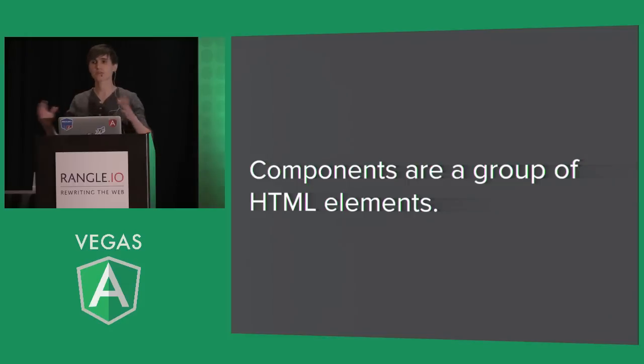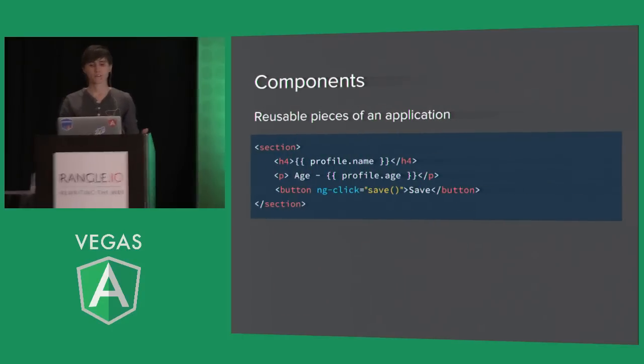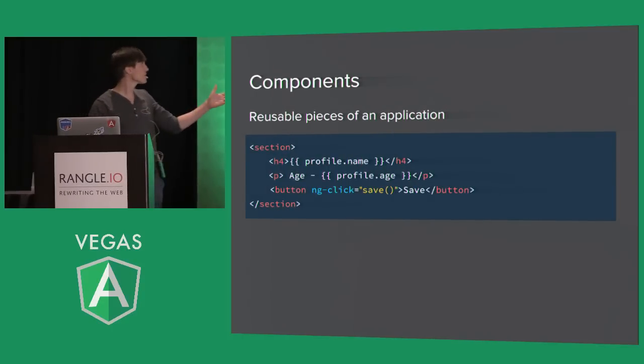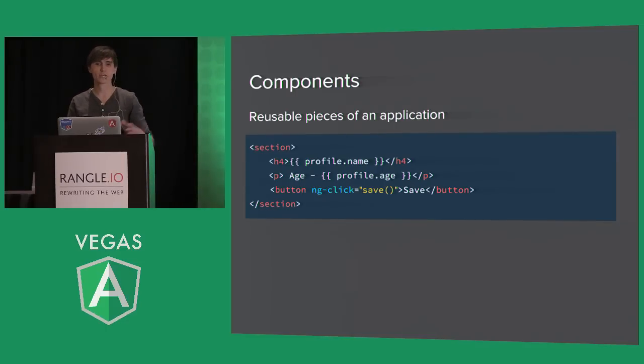And this is the most abstract, simple definition that you can get for components. So if we take a look at this component over here, it's just a section with some template tags for a profile. I'm just templating out the name, the age, and I have a little ng-click for saving. And I use this a lot in my application, so I'm going to have to copy and paste it over and over again, and that's not really all that great.